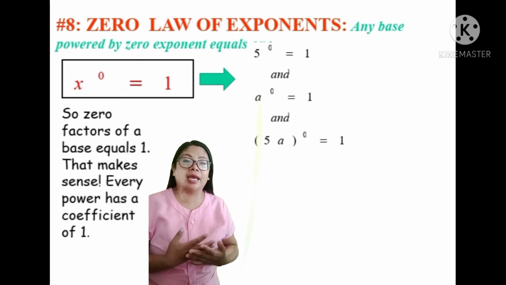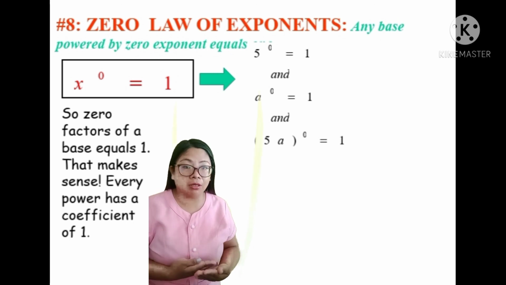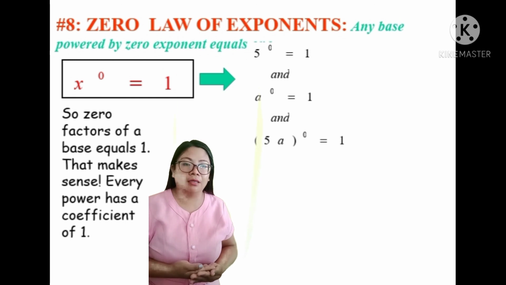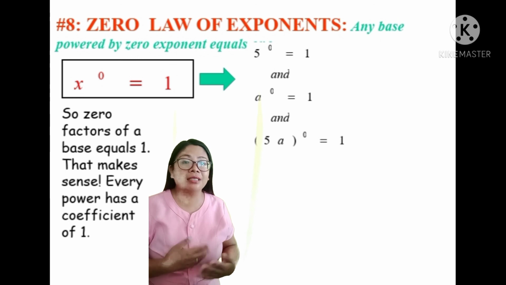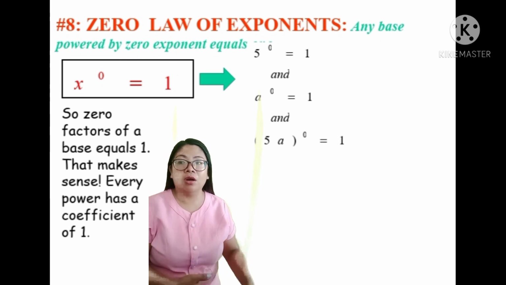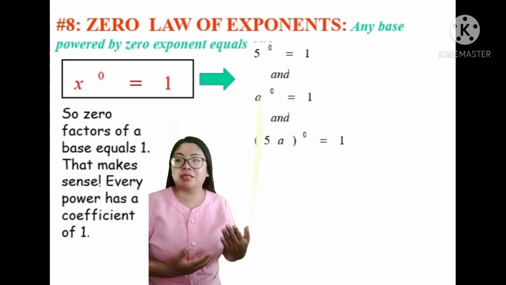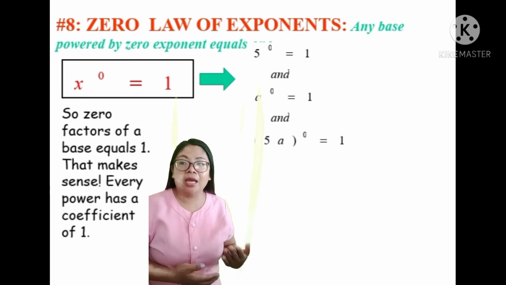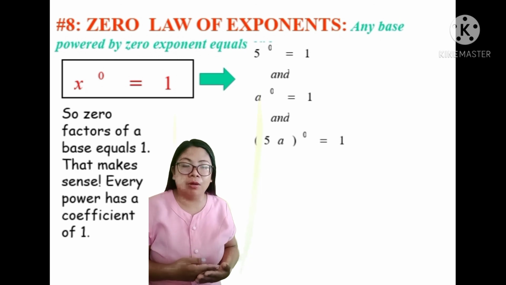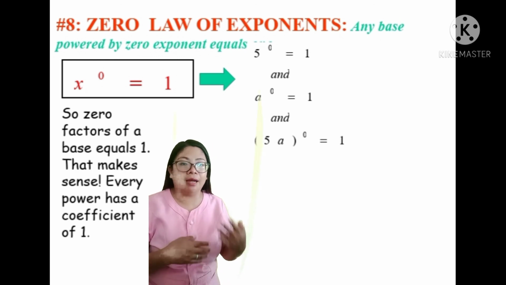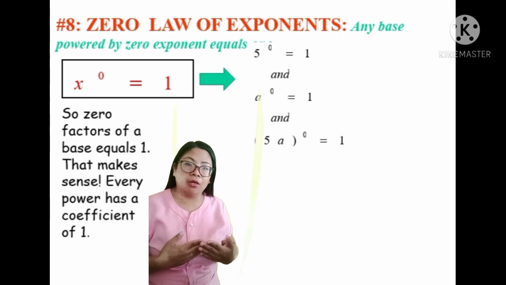And let's say a raised to 0. The answer is 1. If we combine 5 and a raised to 0, the answer is also equal to 1. So, 0 factors of a base equals 1, since every power has a coefficient of 1, so any number raised to 0, the answer is 1.